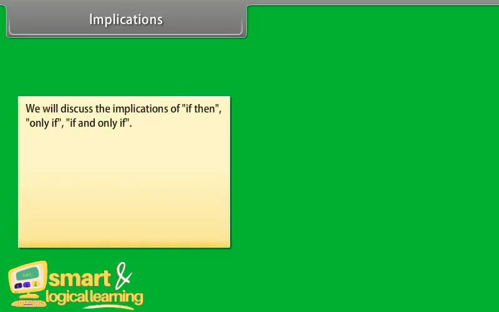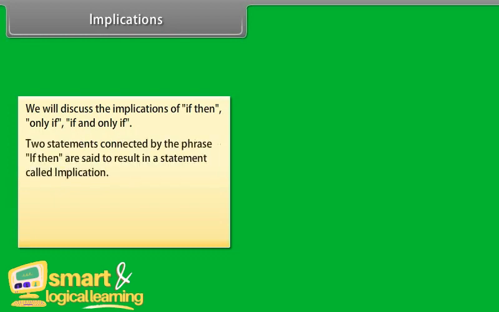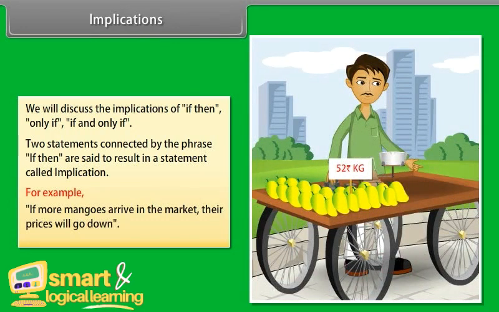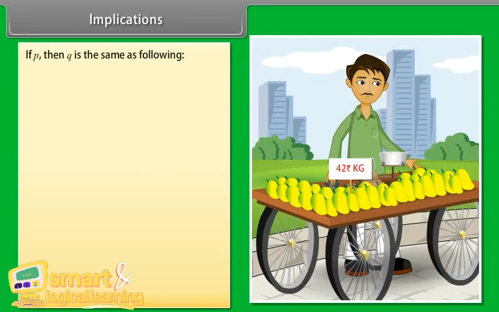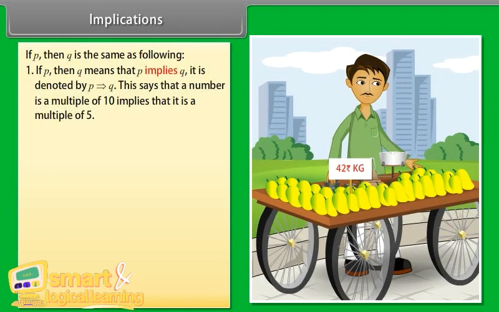Implications. We will discuss the implications "if-then", "only if" and "if and only if". Two statements connected by the phrase "if-then" are said to result in a statement called implication. For example, if more mangoes arrive in the market, their prices will go down. "If P, then Q" is the same as the following. "If P, then Q" means that P implies Q. It is denoted by P ⇒ Q.